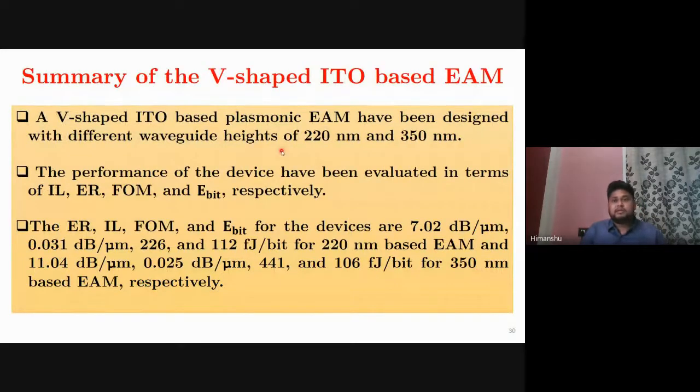Coming to the summary of the V-shaped EAM, the V-shaped ITO-based plasmonic EAM has been designed with different waveguide heights of 220 nanometer and 350 nanometer, and its performance has been evaluated in terms of IL, ER, FOM, and Ebit. The ER, IL, FOM, and Ebit are 7.02 dB per micrometer, 0.031 dB per micrometer, 226, and 112 femtojoule per bit for the 220 nanometer based EAM, and 11.04 dB per micrometer, 0.025 dB per micrometer, 441, and 106 femtojoule per bit for the 350 nanometer based EAM respectively.